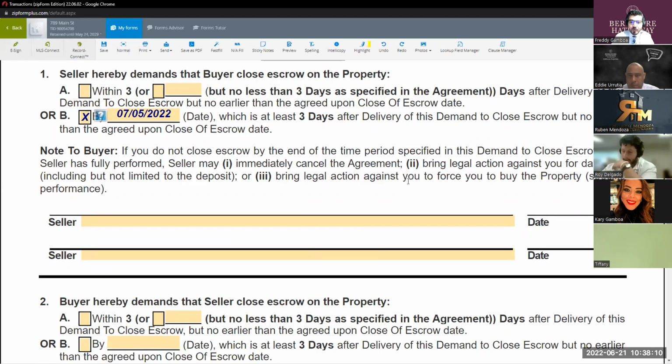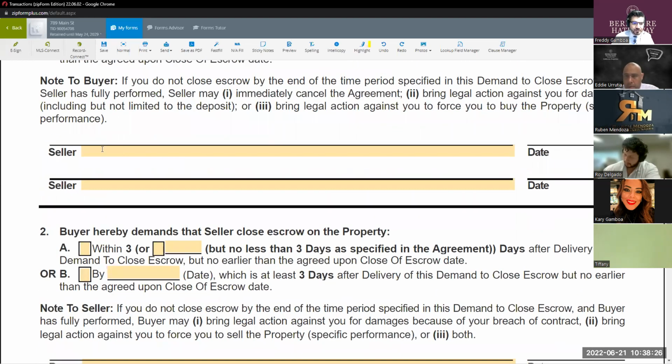And of course, they could bring what? Legal actions against the buyer for damages, right? Or also may bring legal force to purchase the property as well. Okay, that's the seller's side right there. Now, can the buyer also demand the seller to close escrow? Of course they can as well, right?